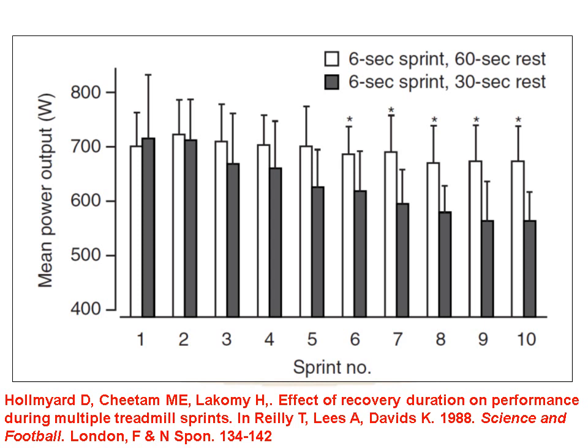Well, what about if we change the recovery? Here we've got 6 second sprints. So at 6 seconds, we could assume, let's say, that they've used 60% of the ATP-PC. And we compare a 60 second rest to a 30 second rest, and look at the difference the amount of rest has on this. So they're doing 6 seconds, and they're using 60%. But even with the 60 second rest, you can see there is a gradual decline, it's only small. But if you look at the 30 second rest, it's a substantial decline.